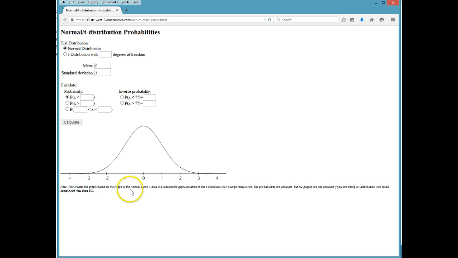This is a quick tutorial on how to use the online normal distribution calculator. This is both for the normal curve and for the t-distribution. The t-distribution is something we'll get into in a later section, but understand you will use the same online calculator.